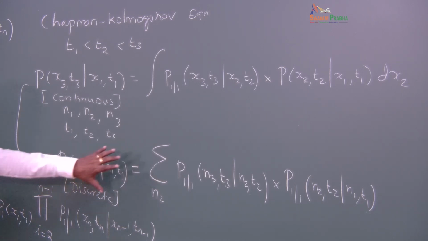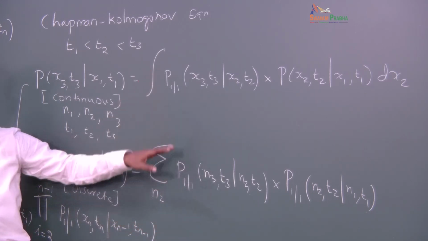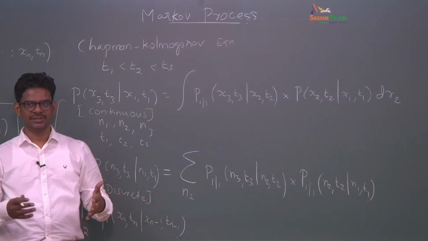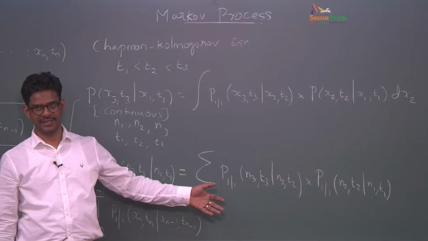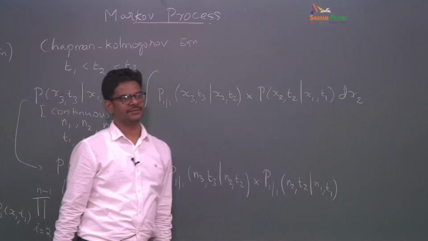So when you do the summation here, you have to sum over all possible n2 allowed. Whenever we think about a random variable, we also define a range. So this summation is over the range of the random variable n2. Similarly here, this integral is over all the range of possible x2 values.